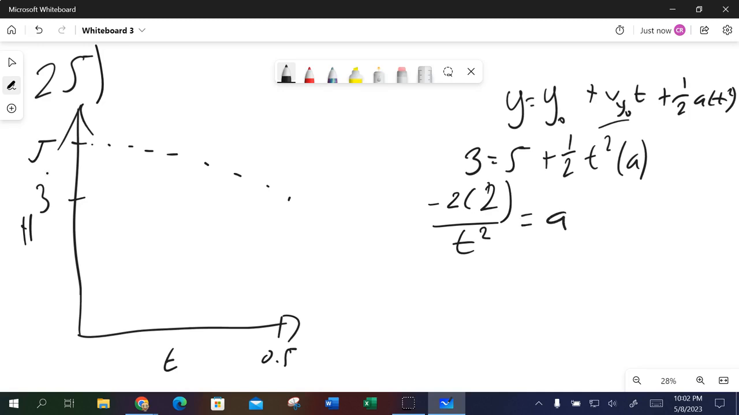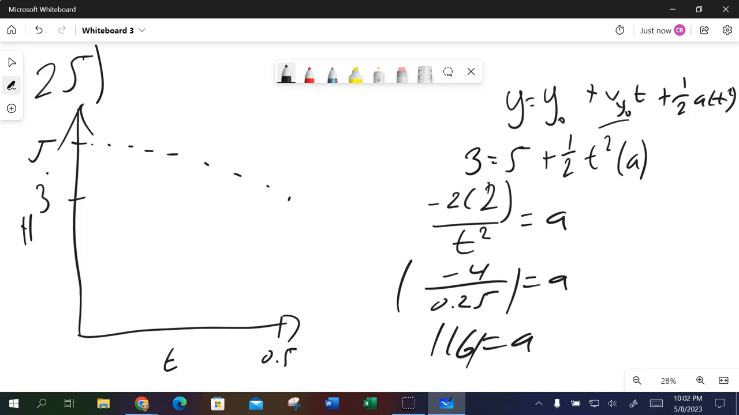It's going to be equal to our acceleration, negative 4. t is 0.5, so 0.5 squared is going to give us 0.25. Negative 4 divided by 0.25 is equal to our acceleration. Our acceleration is going to be equal to 16 overall after we take the absolute value. So our answer is B.